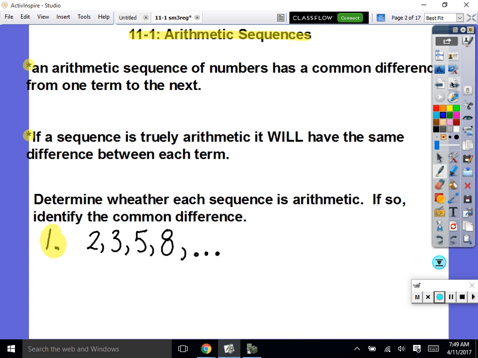So my examples will be coming off your worksheet, but you're going to need to do some work on a separate sheet of paper. Okay, so an arithmetic sequence of numbers has a common difference from one term to the next, just like we saw in the Bell quiz. So if a sequence is truly an arithmetic sequence, it will definitely have the same difference between each term. If it doesn't have a common difference between each term, it is not considered arithmetic. So meaning we can add the same number each time to get from one term to the next. It's got to be the exact same or else it's not arithmetic. So not all sequences are arithmetic, and you're going to be asked, is this arithmetic or is this not?